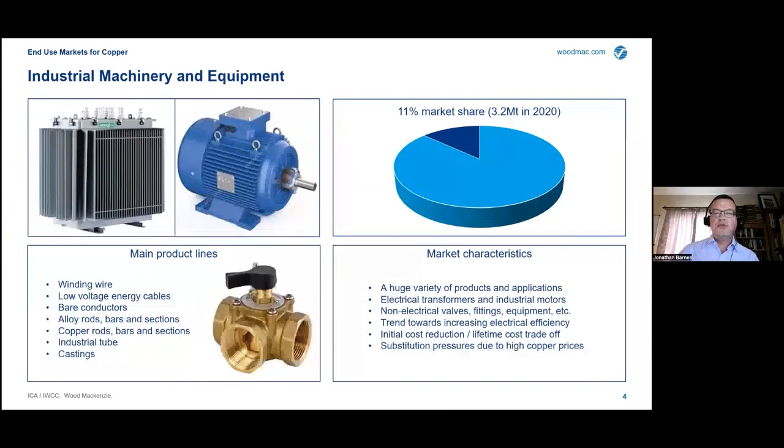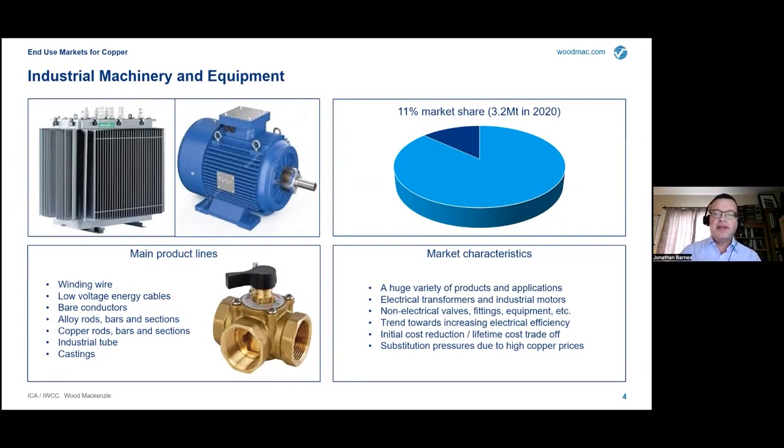The next end-use segment we're moving on to is industrial machinery and equipment. Major product lines we're looking at there: winding wire for motors and transformers, low voltage energy cables, bare conductors, alloy rods, bars and sections for the big industrial valve that you see there. Again, copper rods, bars and sections, industrial tube for heat exchangers, and castings as well. This segment commands around 11% market share in 2020. It's around 3.2 million tons copper content.